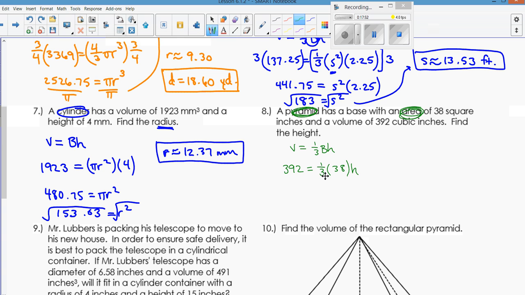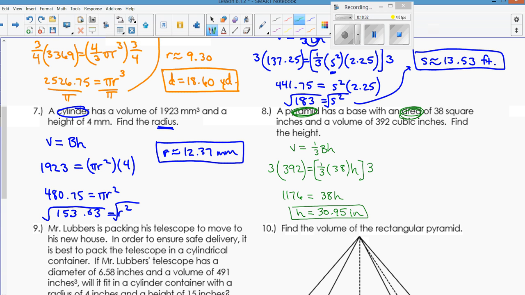Okay? So, again, you can multiply 1/3 by 38, but you get a repeating decimal, and I don't want to deal with that, so I'm just going to undo this and multiply both sides by 3, since it's the reciprocal of 1/3. So you're writing down all these steps. So I get 1176 equals 38h. So divide both sides by 38. And I get 30.95 inches.